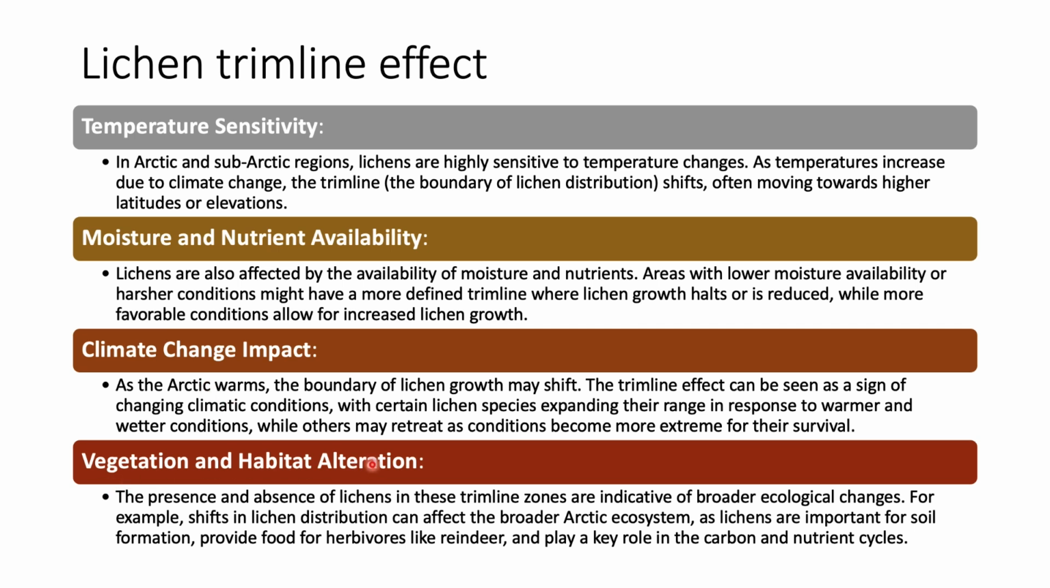Similarly, vegetation and habitat alterations, that is the presence or absence of lichen in this trimline zone, are indicative of broader ecological changes that are happening. For example, shifts in the lichen distribution can affect the broader Arctic systems because lichens are important for soil formation. They provide food for herbivores like reindeer, and they play a key role in the carbon and nutrient cycles. So whether the lichens are present or not affects the entire ecosystem.